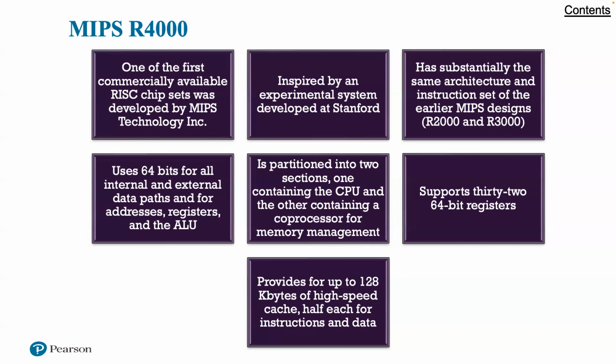The processor supports 32 64-bit registers. It also provides for up to 128 kilobytes of high-speed cache, half each for instructions and data. The relatively large cache, compared to the IBM 3090, which provides 128 to 256 kilobytes of cache, enables the system to keep large sets of program code and data local to the processor, offloading the main memory bus and avoiding the need for a large register file with accompanying windowing logic.